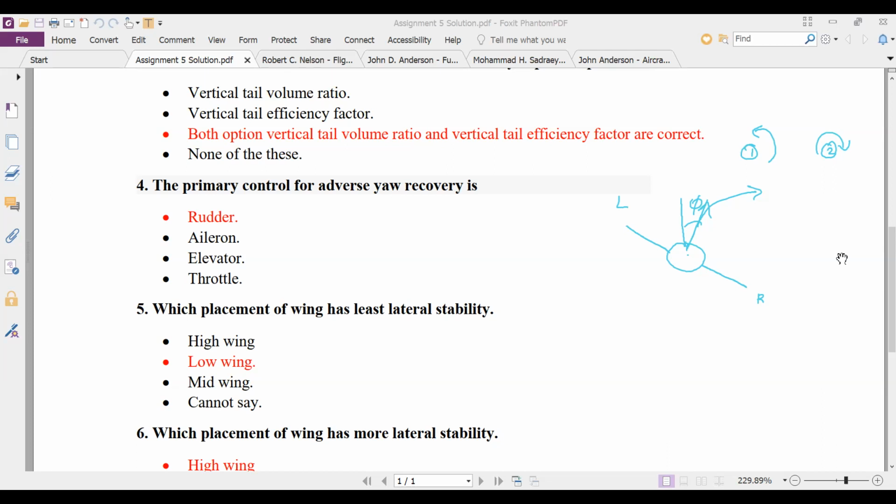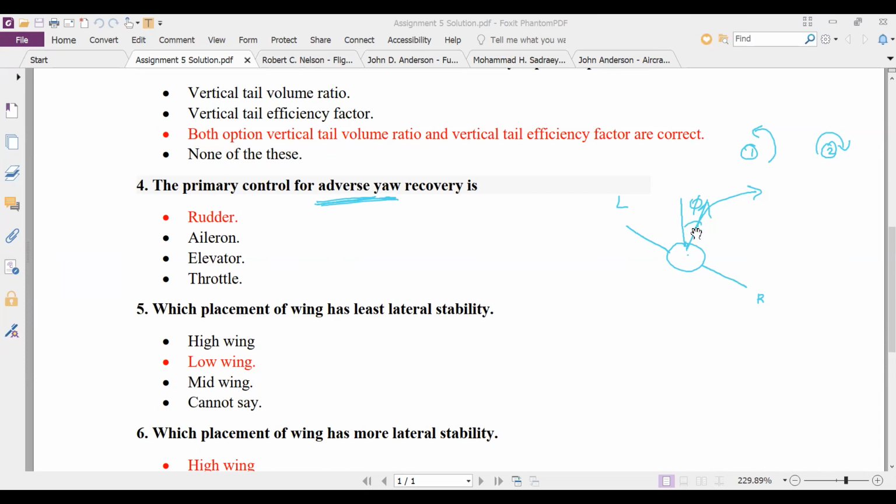The right wing is going down, and we are turning to the right. I have also shown you the trajectory of the aircraft. We are turning to the right. Okay. Now tell me, what happens when adverse yaw comes? The aircraft will also start to yaw into the right.